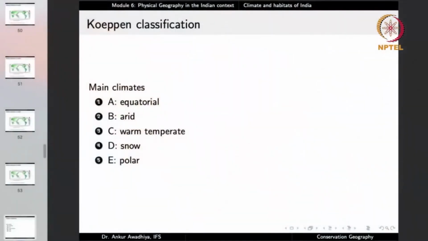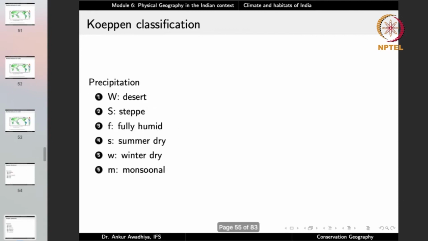Then the Köppen classification subdivides all of these climates on the basis of precipitation. On the basis of precipitation, we have 6 different subcategories. Capital W stands for desert. Now desert, as we know, is a very dry area. So this has very less amount of precipitation in any season. So you can say that this is a fully dry subclassification in which there is no month where you get a substantial amount of rainfall.